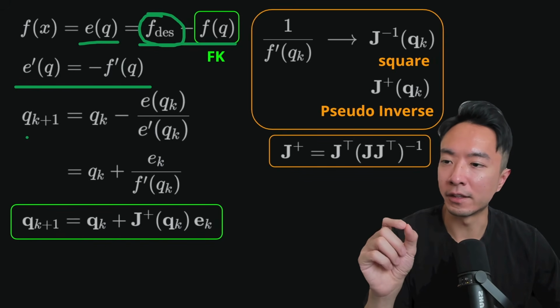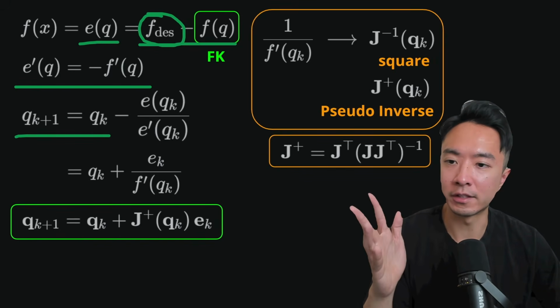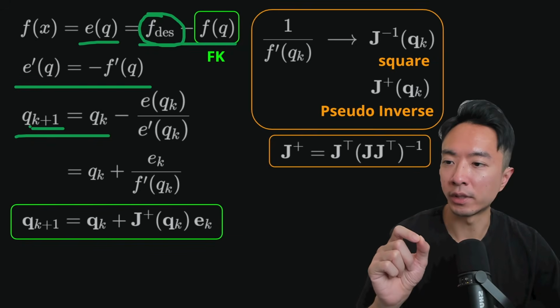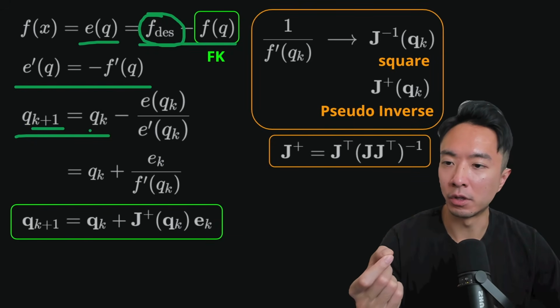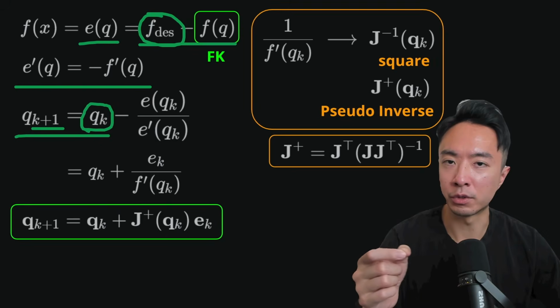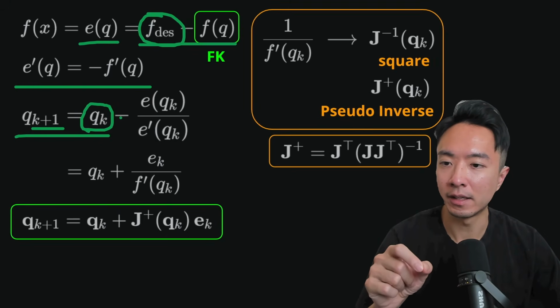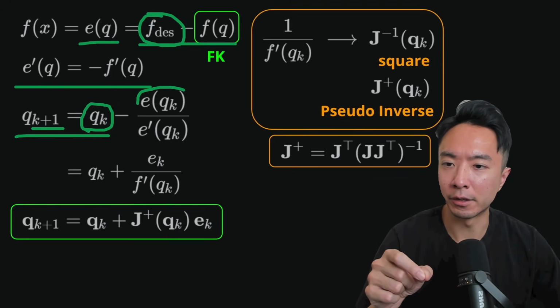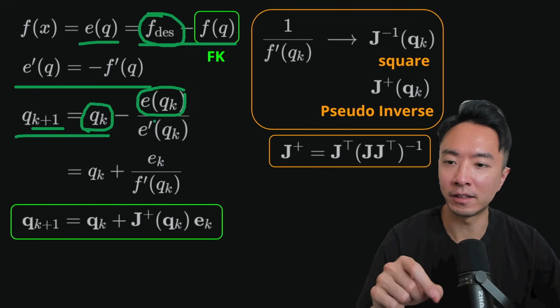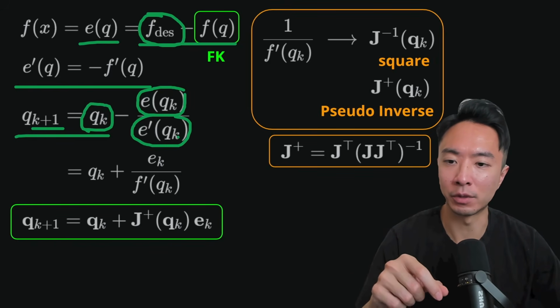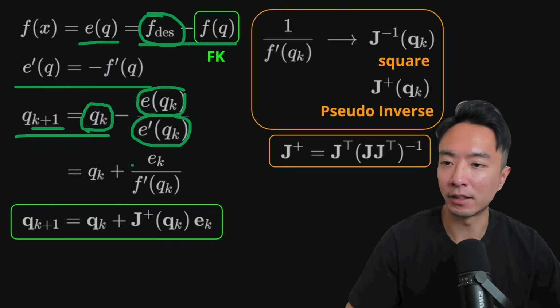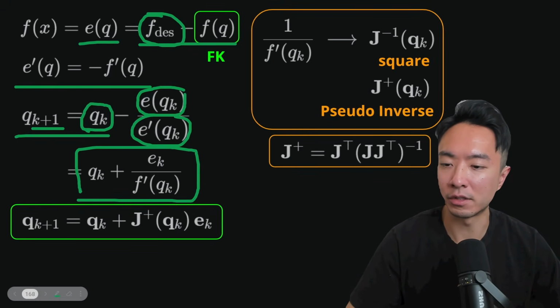And we could have this equation here that will tell us our new joint position, which is q of k plus 1. That's going to equal our initial q, which we're calling q of k, minus the error of q of k divided by the epsilon or e prime of q of k. So if you solve everything, you're going to get this equation here, and this is our result.